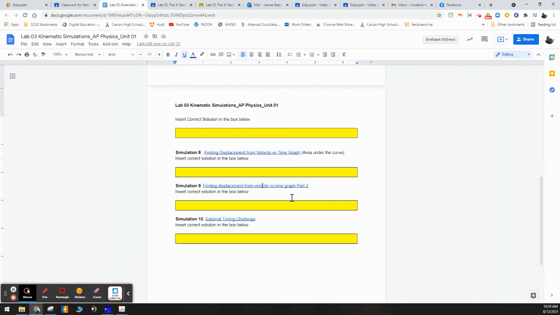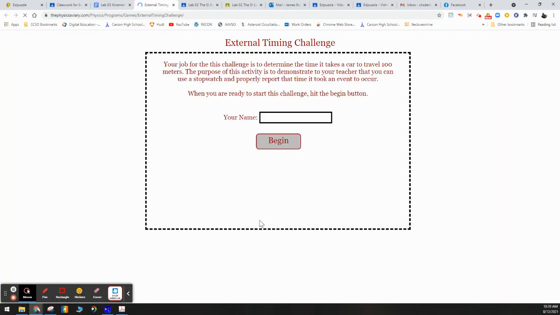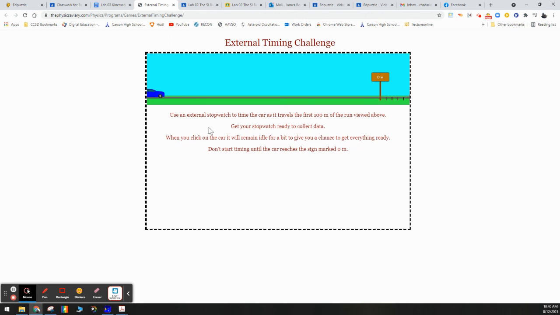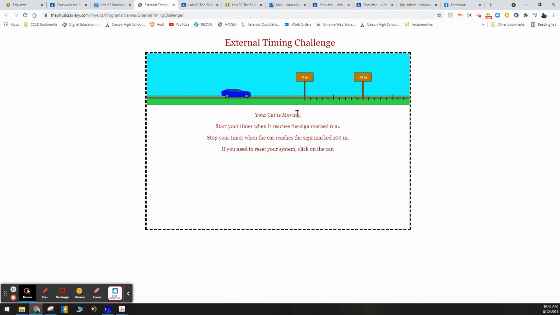And then finally here, the external timing challenge. We'll go here, and we'll put in Thanos again. Or actually Loki. I like Loki. Really big in the Marvel and Star Wars. So a lot of Marvel Universe references in class. Hit begin. So use an external stopwatch. The car travels the first 100 meters. Don't start timing until the car reaches the mark 0. Click on the car, which gives you a chance to get ready. Click on the timer.